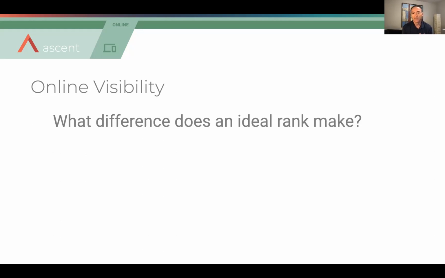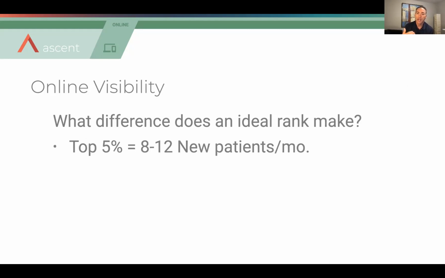And let's talk about what difference it makes to come up ideally in those top rankings for a practice. If you're coming up in that top 5% for top keywords, you can count on in most normal traffic areas, and I'm talking online traffic, that you're going to get about 8 to 12 new patients a month, every month, if you're just at the top 5% in those top keywords consistently. People are going to be finding you, they're going to be seeing your website, you're going to get a lot more traffic. 8 to 12 patients is pretty common.